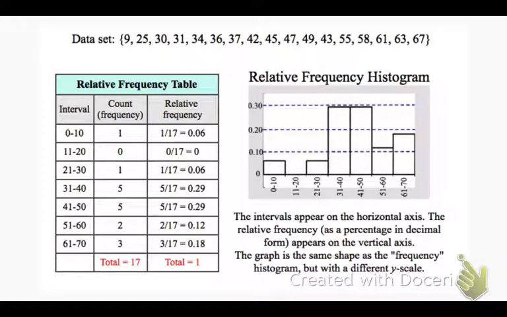So then if you look at the histogram, the difference on the histogram is that now rather than saying that 0 to 10 only occurred one time, we're seeing it as the percentage or the decimal, so 0.06, as it occurred in our data set.